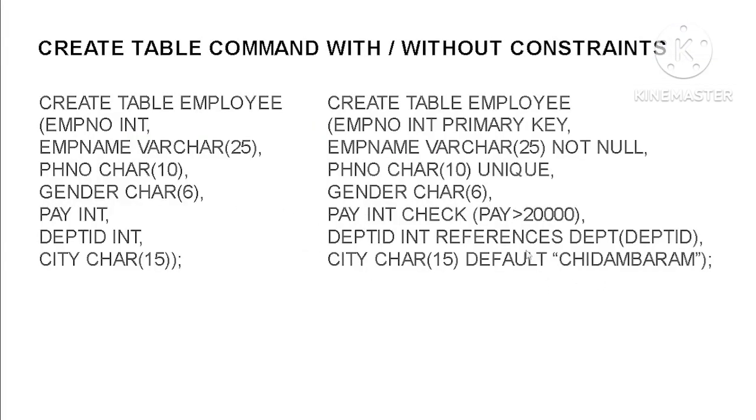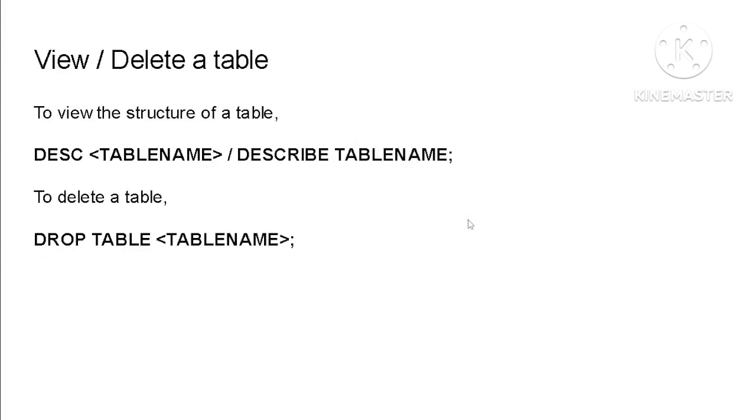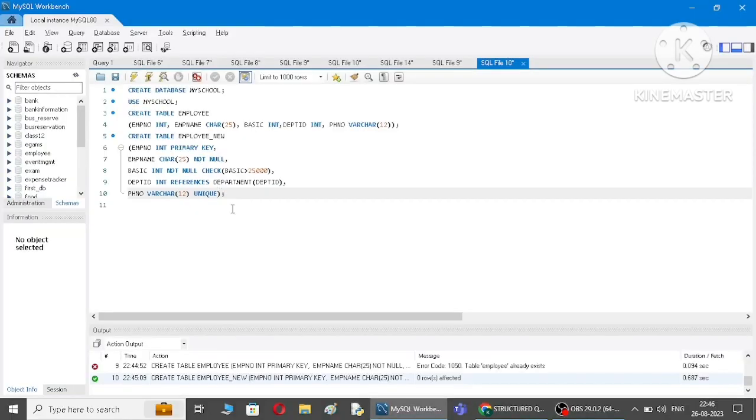So this is the syntax to create a table without constraints. Here is the syntax to create with constraints. Now, if you wish to check if the table has correctly been created, what is the description of the structure, how is your table created, then you can use the keyword DESC, describe the table. You can use the full form or the short form to describe the structure of a table. So let me show you.